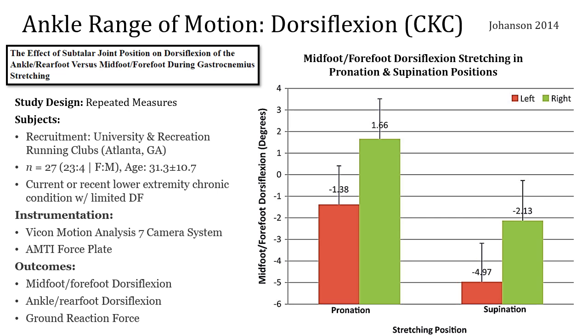On the y-axis in the graph that you see in the figure here, you have your midfoot and forefoot dorsiflexion in degrees, and then you have the pronation and the supination respectively. You can see the left and the right foot, and that is of the stretching position. So you can see that the right foot here had significantly more midfoot and forefoot dorsiflexion degrees. Let's look at the next slide to understand the significance of this.